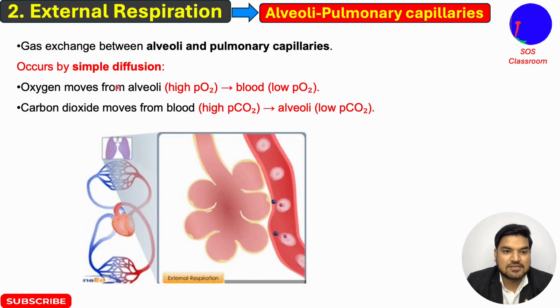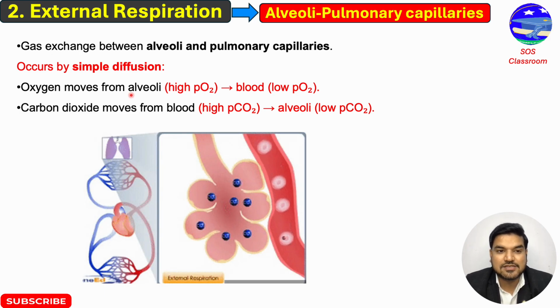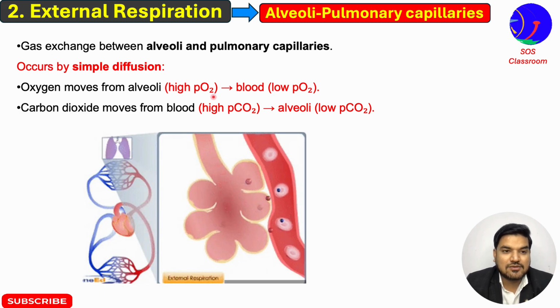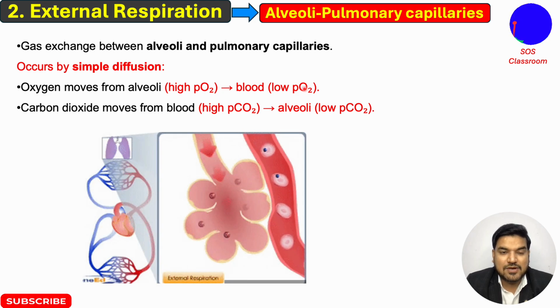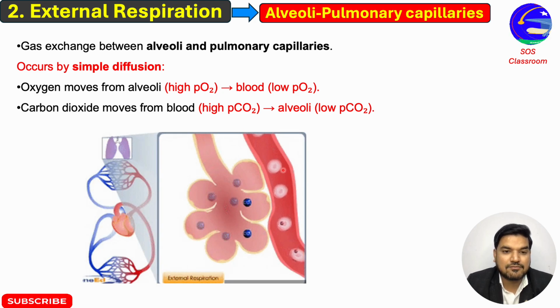How does it occur? By the process of simple diffusion. First of all, you can see the oxygen moves from the alveoli to the pulmonary capillaries, because in the alveoli the PO2, the partial pressure of oxygen, is high, and the partial pressure of oxygen in the pulmonary capillaries is low. Then by diffusion from the higher concentration to the lower concentration, oxygen moves from the alveoli to the pulmonary capillaries. This is called simple diffusion.